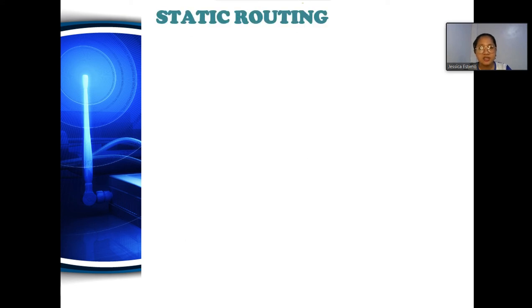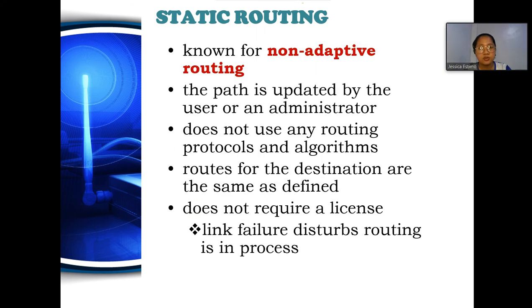While on the other hand, static routing is known as non-adaptive routing. The path is updated by the user or an administrator, and it does not use any routing protocols and algorithms. Routes for the destination are the same as defined. It does not require a license. Link failure disturbs routing in the process.